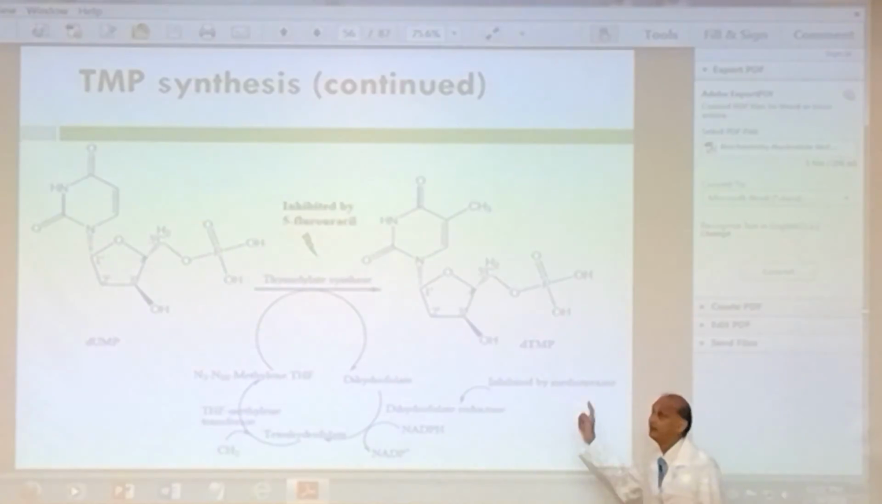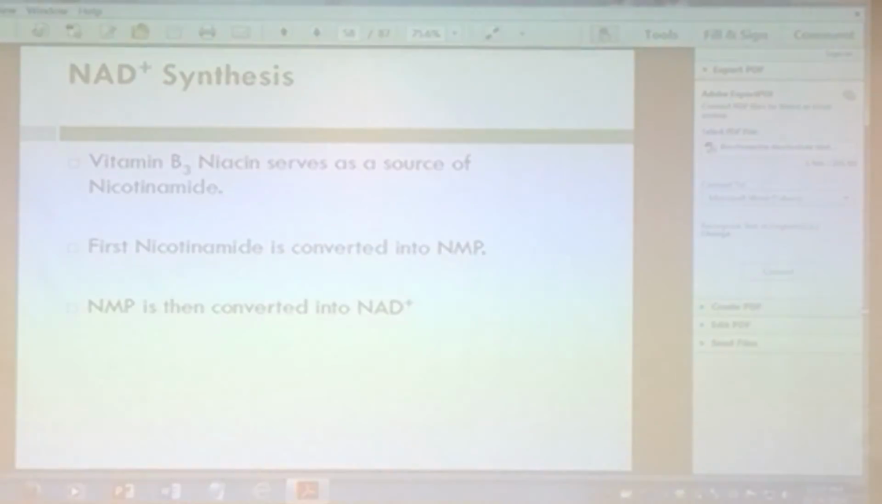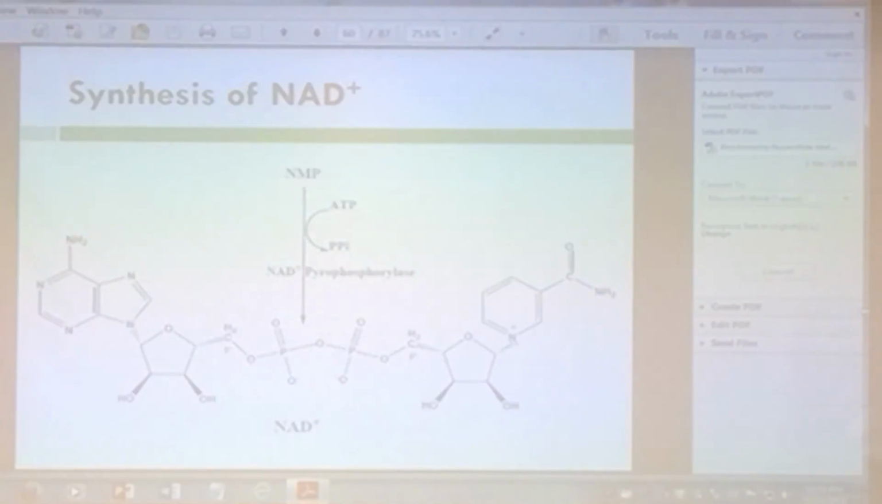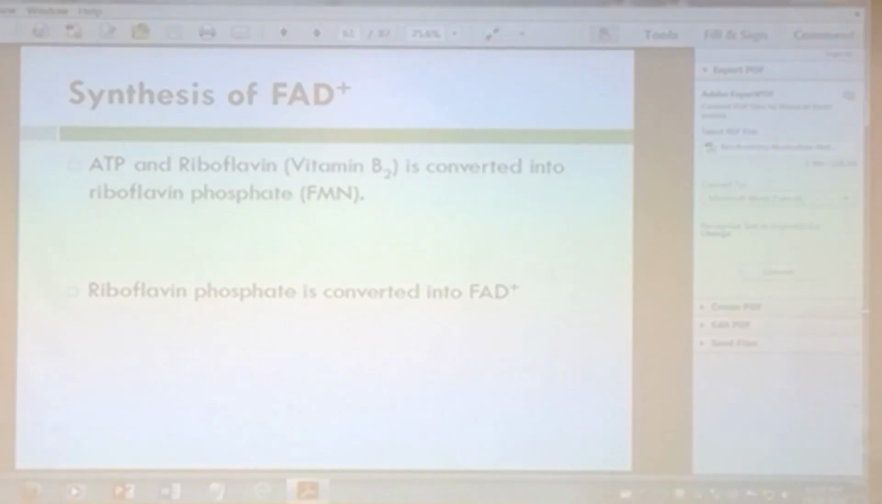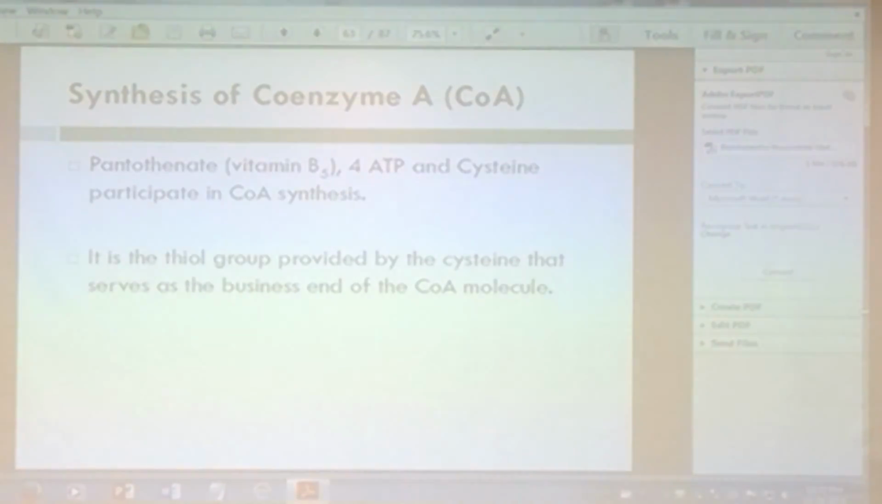Dihydrofolate reductase is inhibited by methotrexate. You really have to memorize all the drugs that we talked about, the functions of it. NAD is the coenzyme that comes from vitamin B3, that's niacin. FAD comes from vitamin B2, that's the riboflavin. And the coenzyme A comes from vitamin B5, that's the pantothenate.